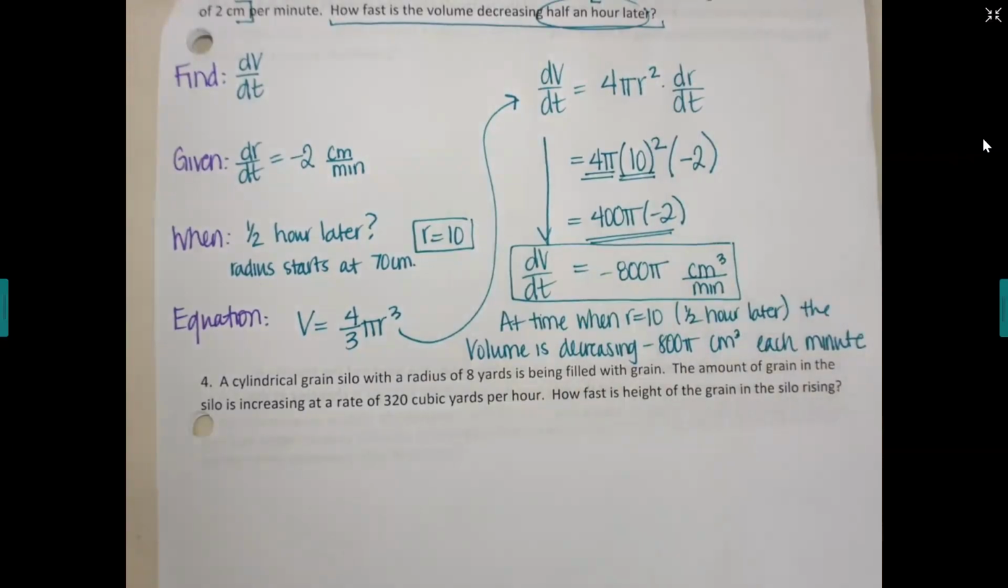All right, we're going to skip number 4 for a minute, and we're going to go on to number 5. I want you to start off with the find and given when on number 5. And we're skipping 4, we're going on to number 5.